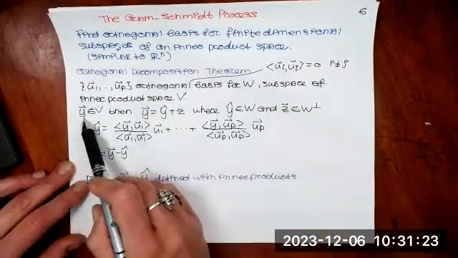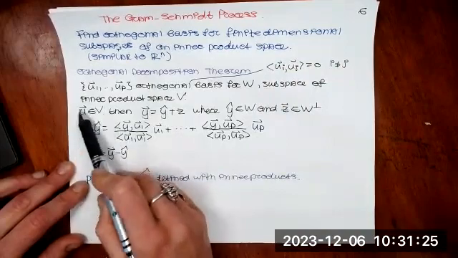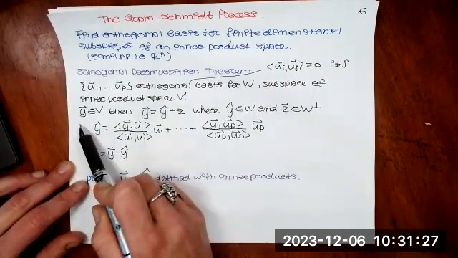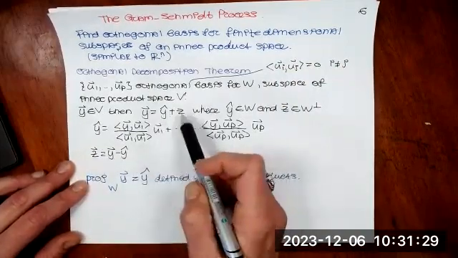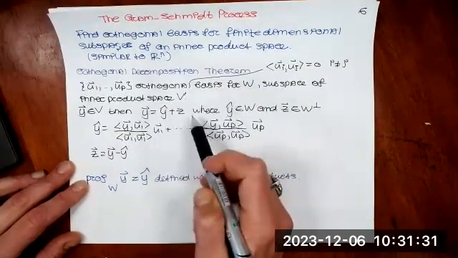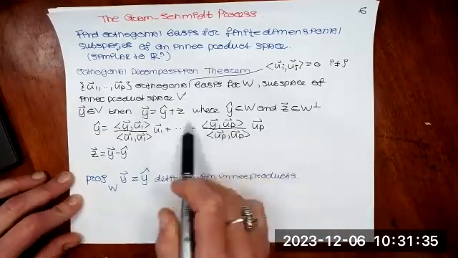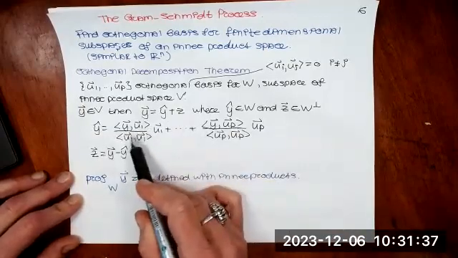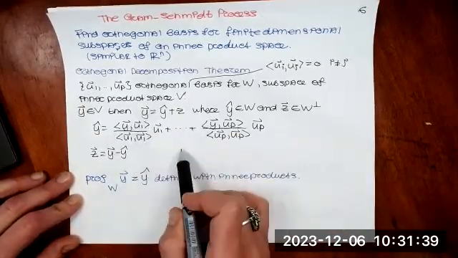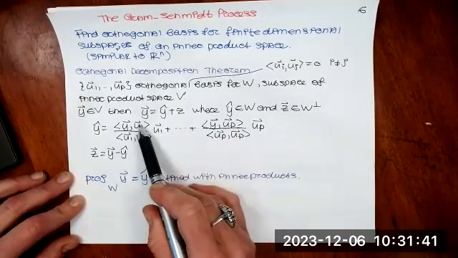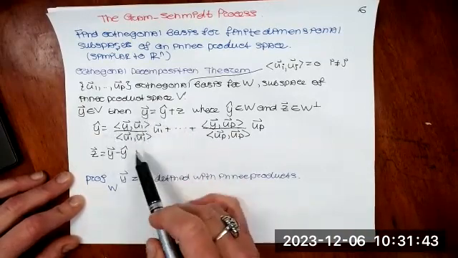You can decompose any vector in your inner product space V into the sum of something that's in subspace W and something that's in the orthogonal complement. We have all the same formulas, except now instead of using dot products, we're using general inner products. Instead of y dot u1, you have the inner product of y and u1.